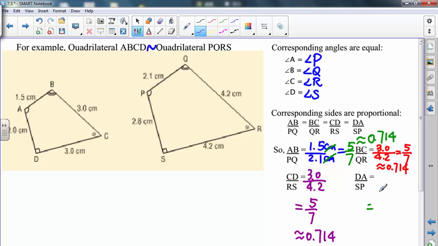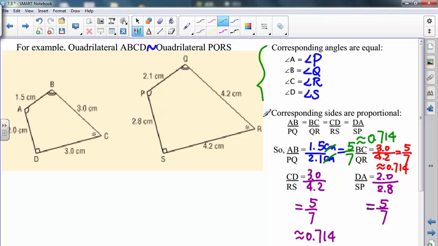DA over SP. DA and SP are two corresponding sides. DA is 2.0. SP is 2.8. If I reduce the fraction to the lowest term, this one is also 5/7. So right now I found that all four ratios are equal. So we can draw a conclusion that the corresponding sides are proportional.